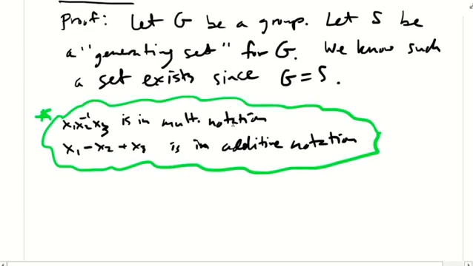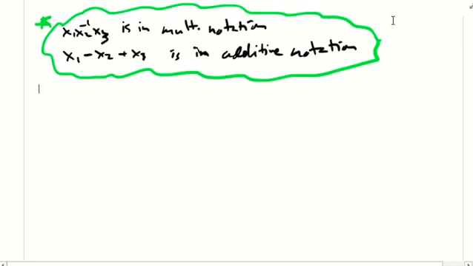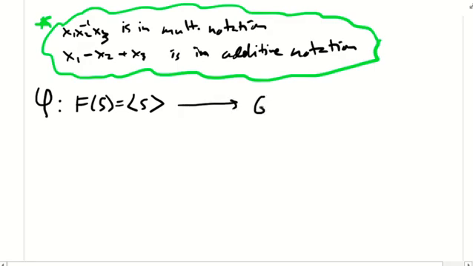All right, so there's a generating set for G called S. That means I can form a mapping from the free group on S, also known as angle bracket S, to G, where I take a word in S and just map it to the word in G, whatever that group element turns out to be.